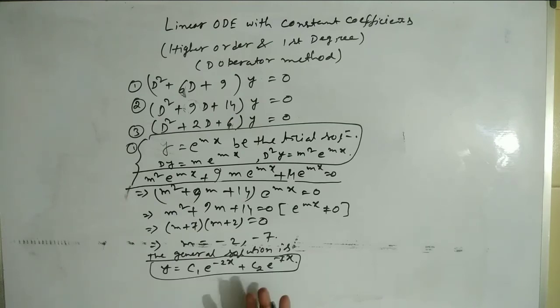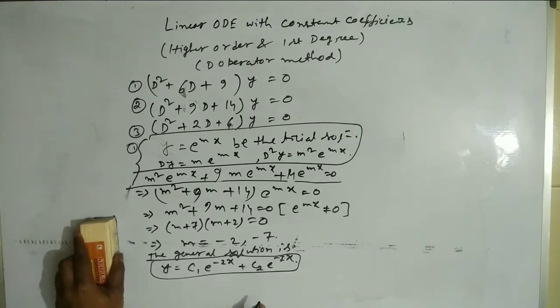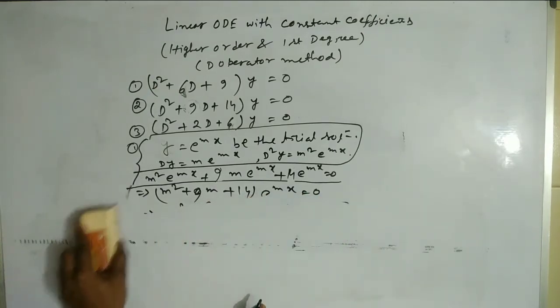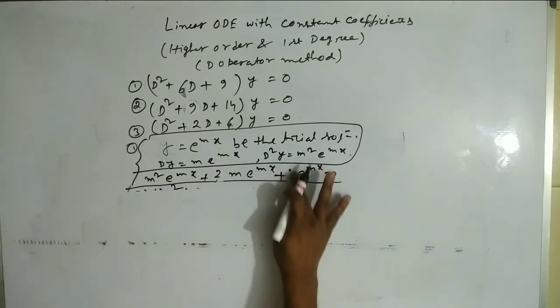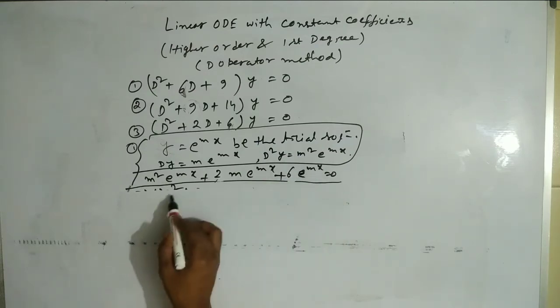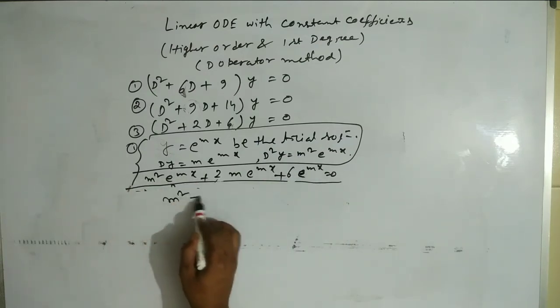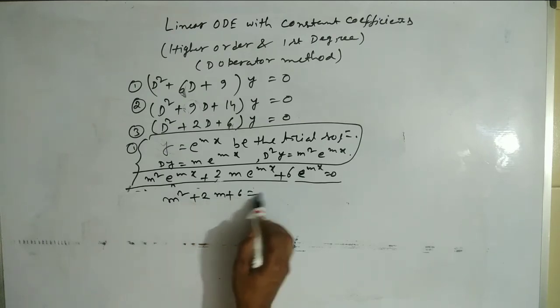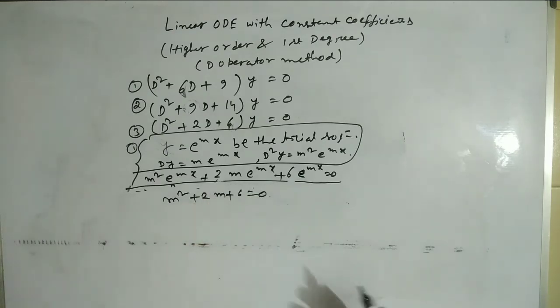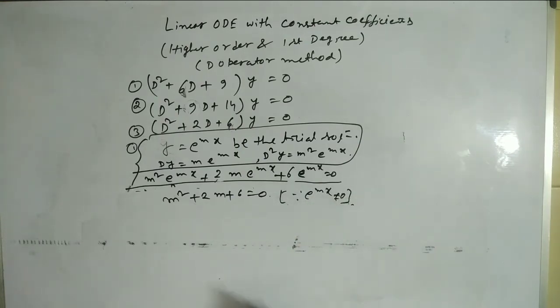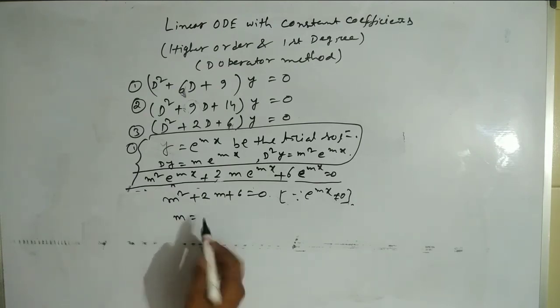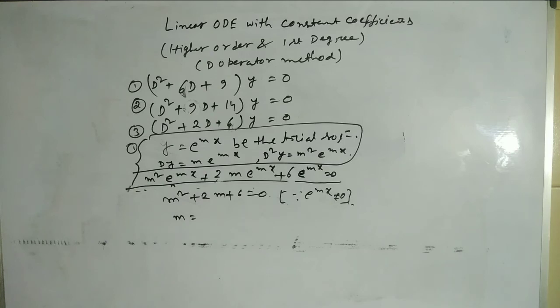Okay, now I'll take the third and last example. So only the auxiliary equation will be changed. Here it will be 2, here it will be 6. So the auxiliary equation will be m square plus 2m plus 6 equal to 0, since the exponential function is non-zero, since e to the power mx is not equal to 0. Now we have to find the roots of this auxiliary equation applying Sridharacharya's rule.